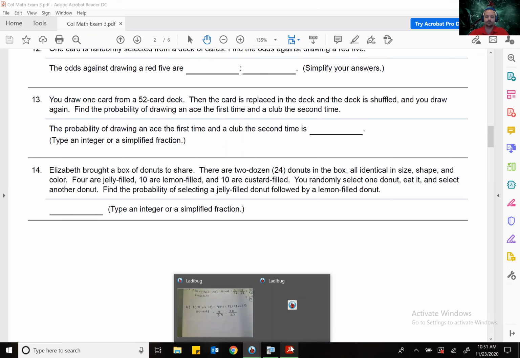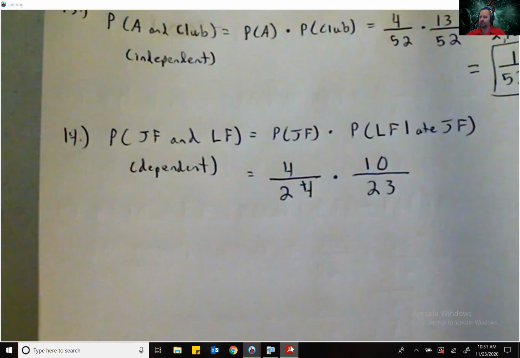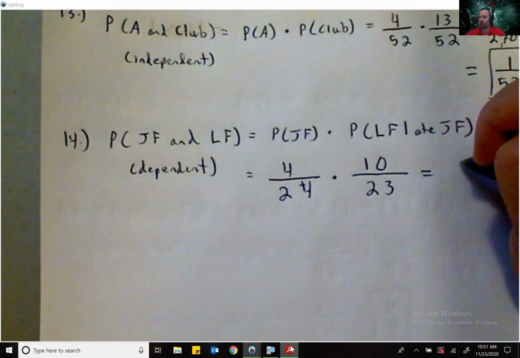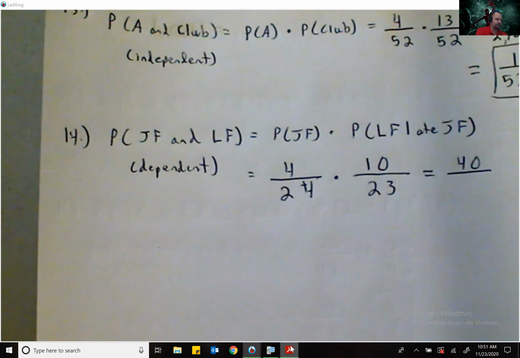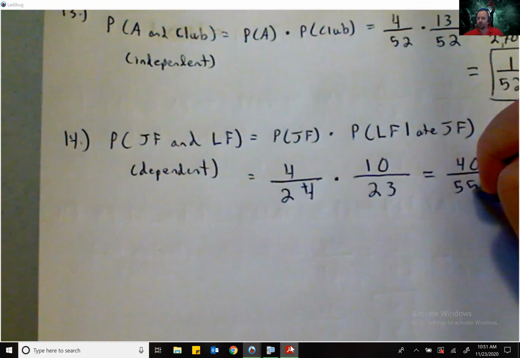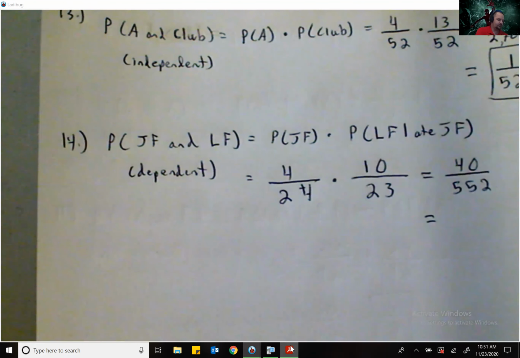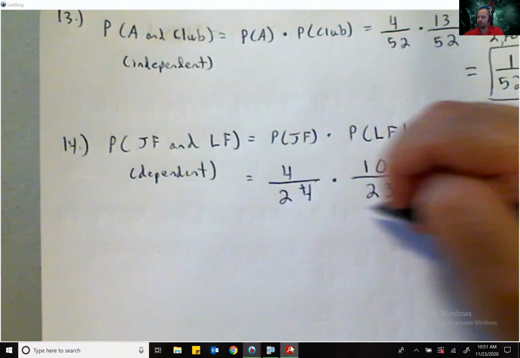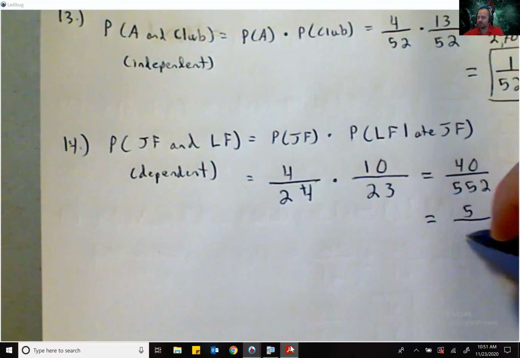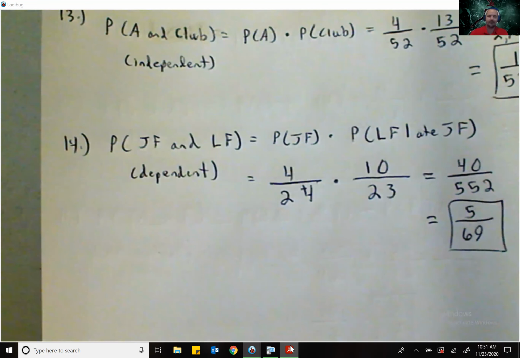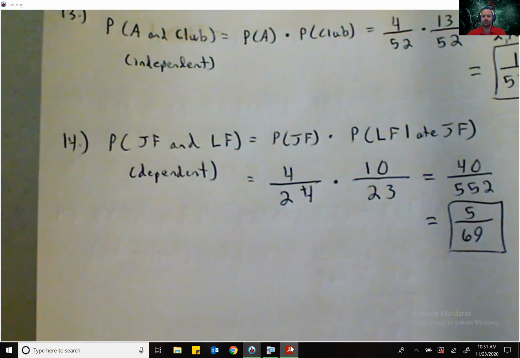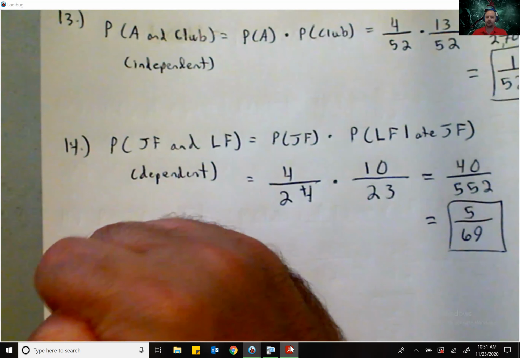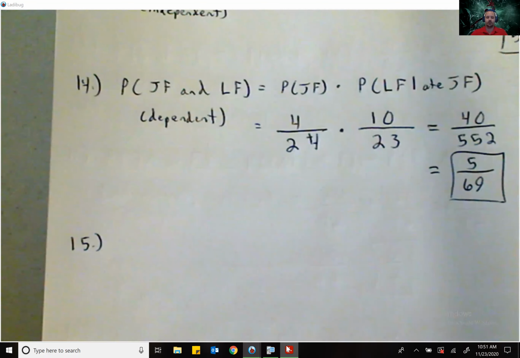So we go back, and all we've got to do is multiply. Top is 40. The bottom is 552. And of course, we reduce that, and we get the fraction 5/69. And there's your probability. Number 15, our last probability. Our last one, and then we'll go to statistics.